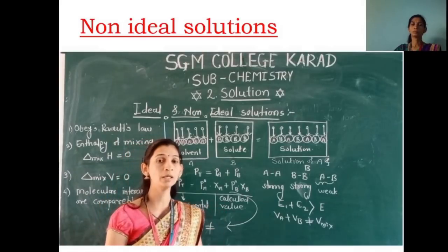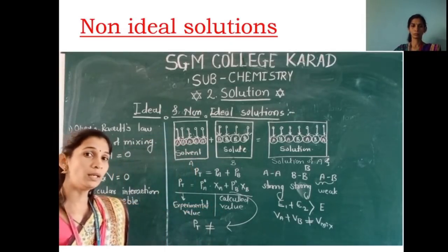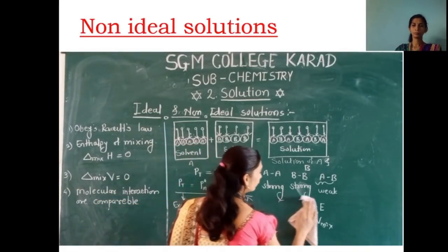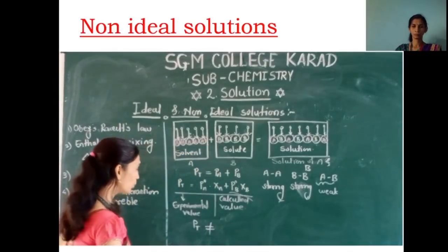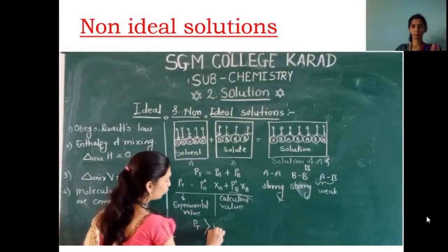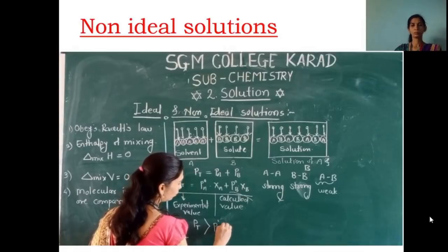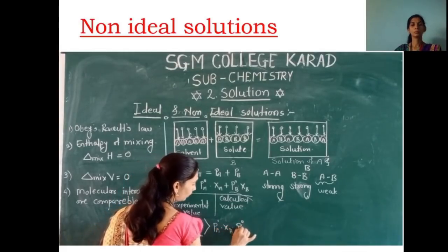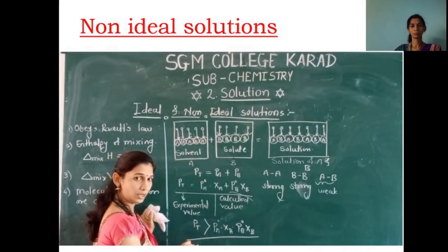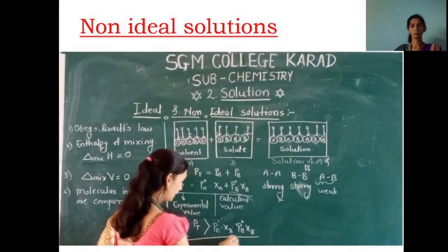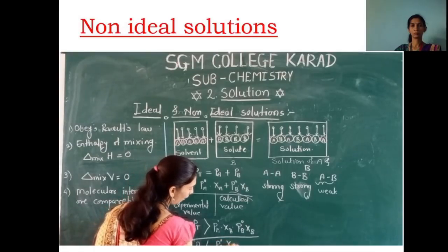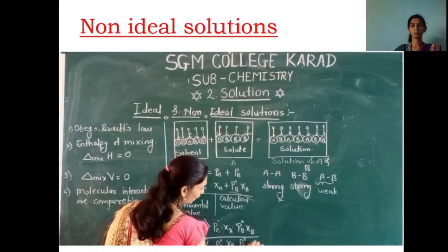that means positive deviation and negative deviation. When can we say that it is a positive deviation and a negative deviation? See here, the value of PT, that means total pressure, is greater than P0 A into XA plus P0 B into XB. The deviation is positive deviation. If this value is less, PT is less than P0 A into XA plus P0 B into XB, then it is our negative deviation.